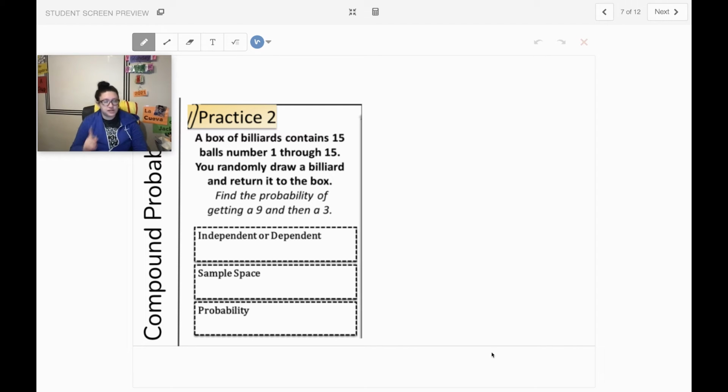All right, it says practice 2. This is our first practice by ourselves, I guess. This one says a box of billiards contains 15 balls, number 1 through 15.